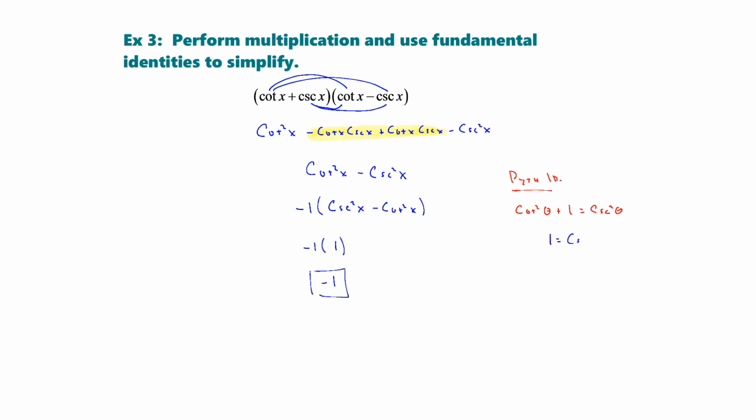cosecant squared of theta minus cotangent squared of theta. So I then factored out the negative 1 to get cosecant squared minus cotangent squared. And then that was equal to 1, so then negative 1 times 1 was negative 1. So once again, continuing just to work on these identities and just manipulating and simplifying expressions.